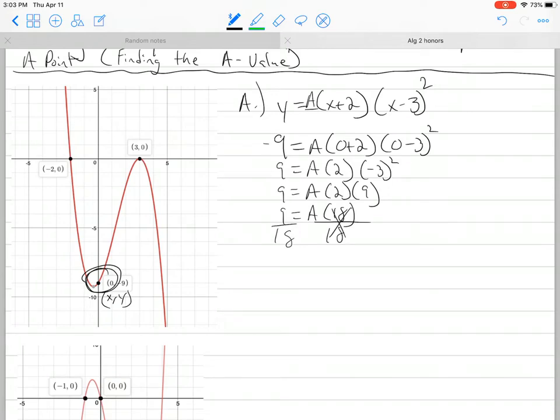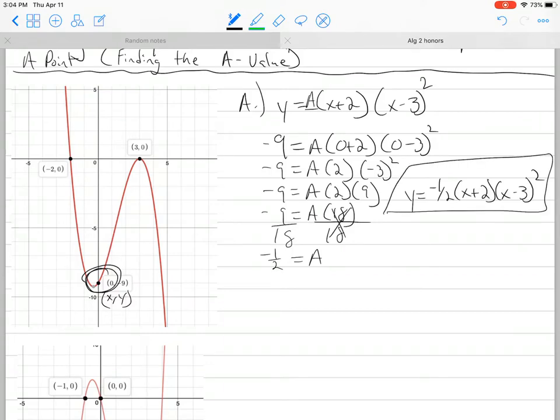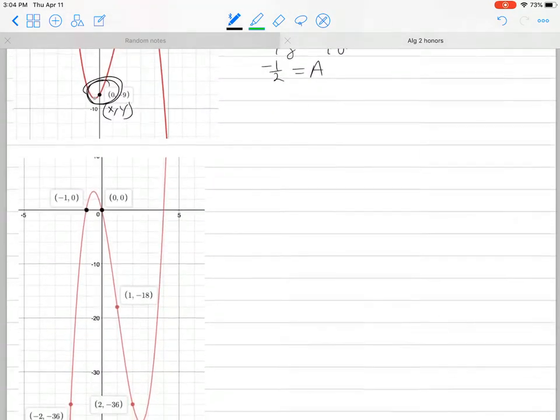Ooh, glad I caught this. All these 9s should be negative. Hopefully you caught that. Divide by 18. A equals negative 1/2. So my final equation is y equals negative 1/2 times x plus 2 times x minus 3 squared. There it is. All right.